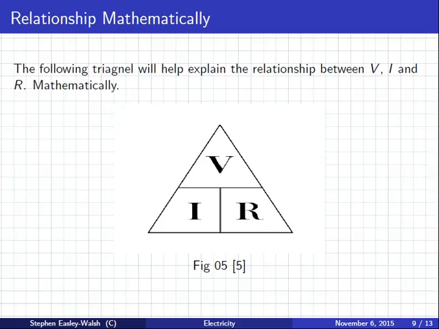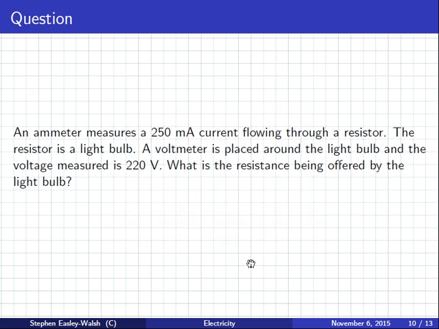Yeah? So please draw this triangle, the VIR triangle. This should remind you of another triangle you did in physics. Which one? Distance, speed, time. Yeah. Right. So here's our first example.